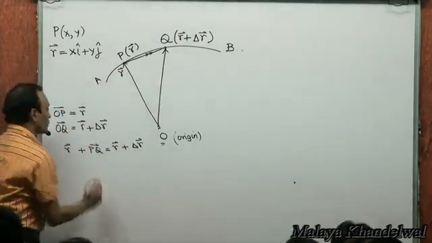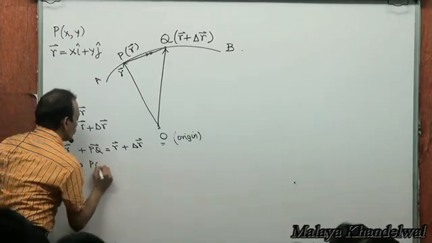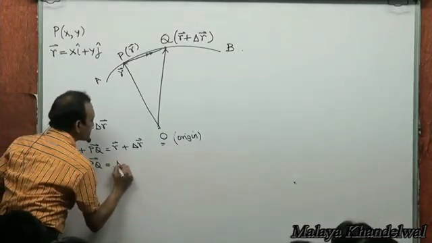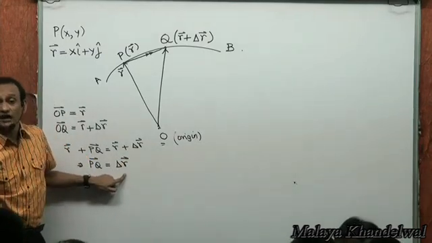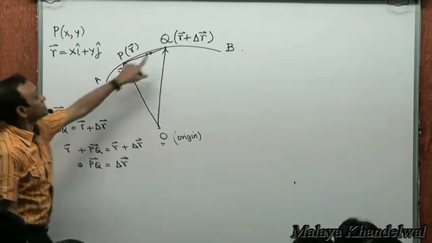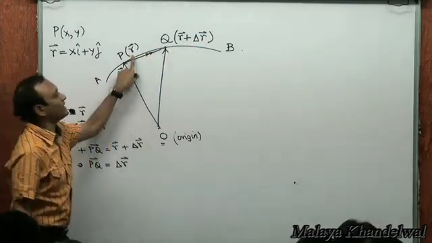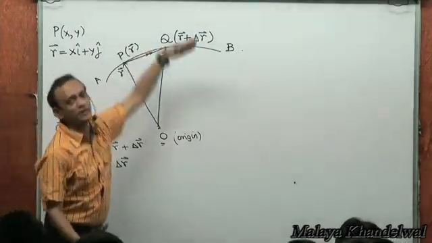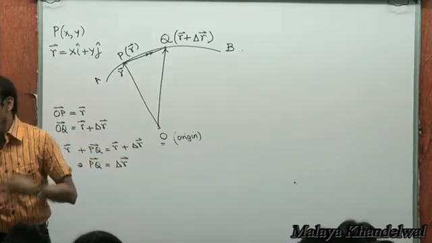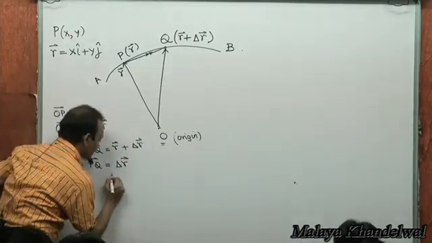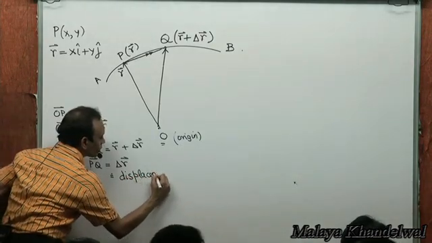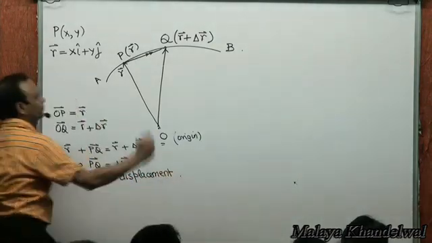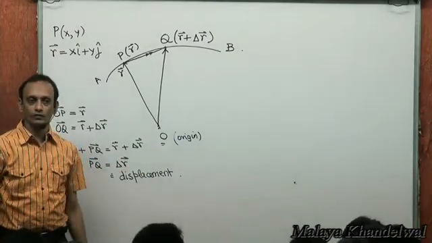Right? Which means PQ, which is the displacement from P to Q, is delta r, which is change in r. Final r minus initial r. Final r is r plus delta r minus initial r, which is r, which is change in position, which is displacement. Delta means change. Right?